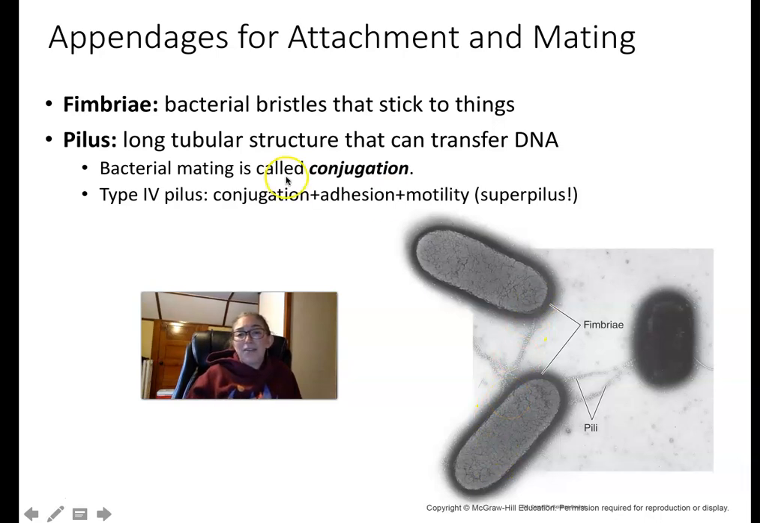That process, by the way, is called conjugation, kind of like a conjugal visit in prison. It's literally bacterial sex. There are different classes of pili. So pili can have additional functions. There's one class that's literally called the superpili, and it can act as kind of like a flagella, a pilus, and a fimbriae. Like it can act for sticking, for conjugating, and for moving. So they can be multifunctional, but the main thing I want you to know about pili is that they're for conjugation, for swapping DNA.